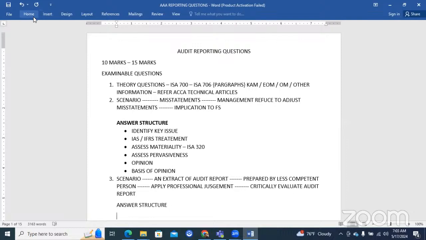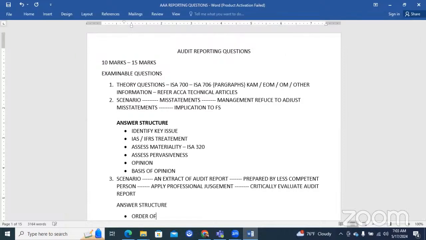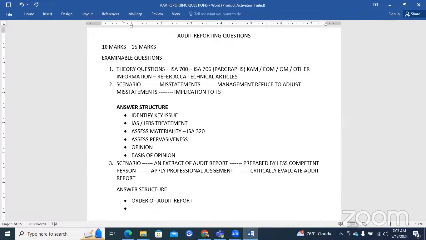That would be easy for us to make points. First one is order of audit report. If you take an audit report, it should have a particular order that you might study. There should be a title, addressee, responsibilities of management, responsibilities of auditor. That order you can't change.